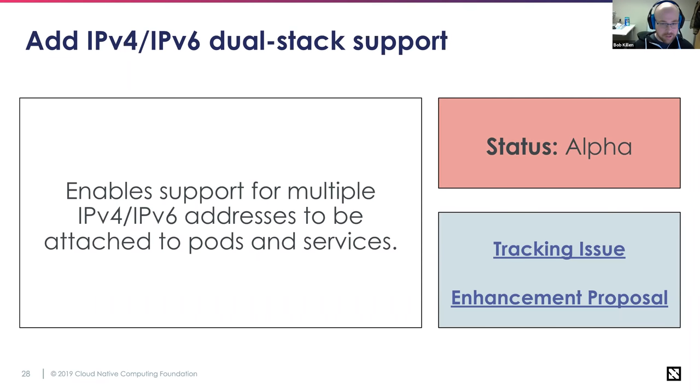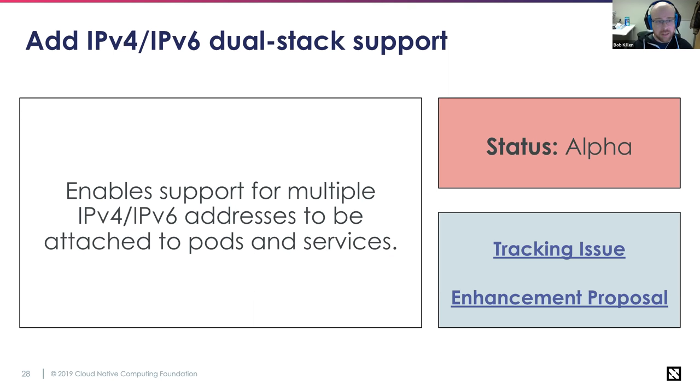Next is an interesting one. The IPv4, IPv6 dual stack support was graduated to alpha in the 1.16 release. However, since there has been a significant amount of effort across many parts of the project, we are continuing to track it in this release. Anytime there's very large changes like this, where tests and other things that impact other parts of the project might be updated, we opt to track it. It just means it's not graduating, but we track it as an enhancement.